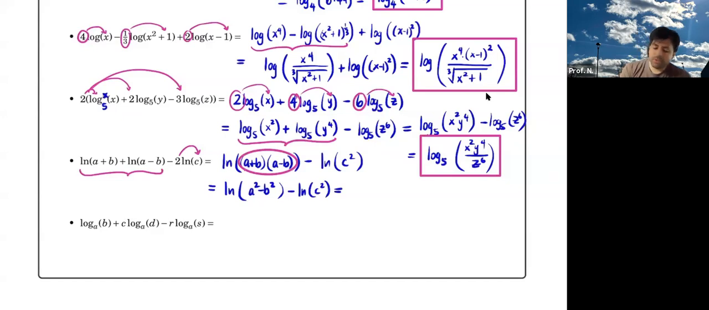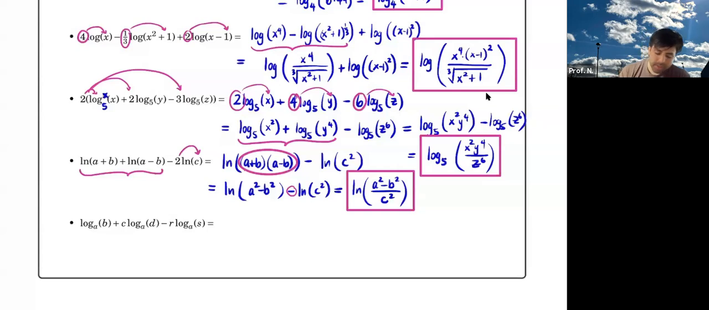And then one more extra step. We have this minus sign in between, right? The logs, which means that I must divide. So this becomes ln of a squared minus b squared in the numerator over c squared in the denominator. All right, so that's the single logarithm.